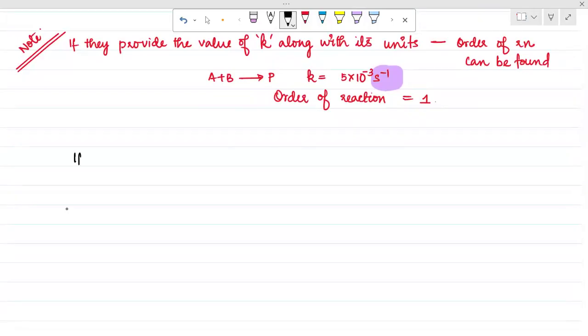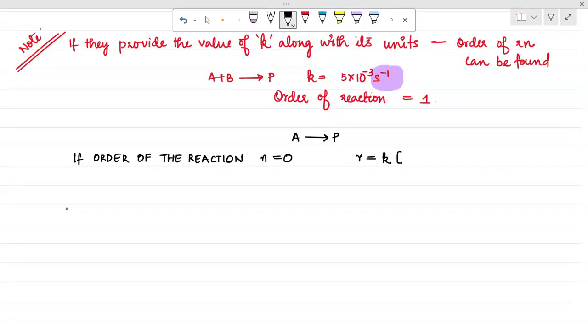If the order of the reaction, please note it down. If the order of the reaction n is equal to 0, the expression is going to be R is equal to rate constant into, let's say we have a model reaction where A becomes products. So R is equal to rate constant into concentration of A to the power n. But here it will become to the power 0 because the order is 0. We have considered the order of the reaction to be 0.